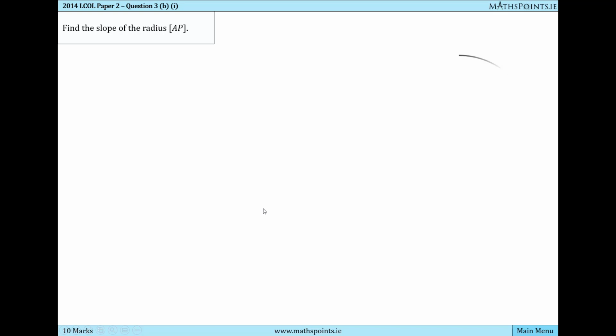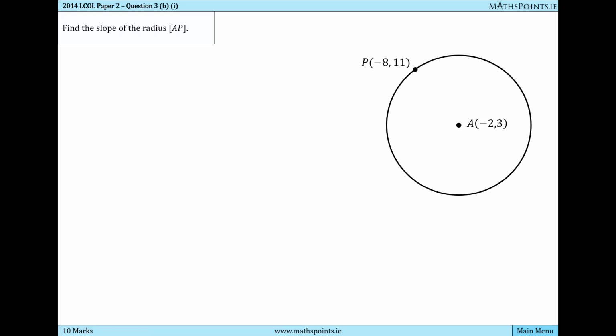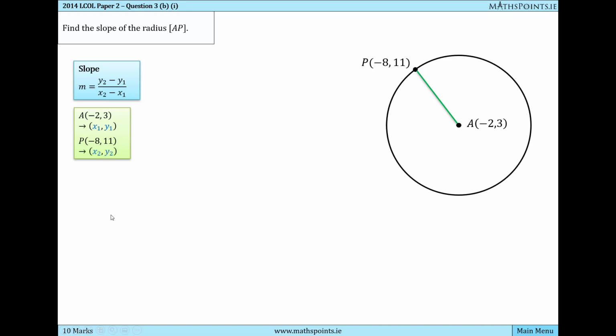It's always useful to draw a sketch of the circle. This only has to be a rough sketch. So we know that the centre is (−2, 3). And we know that the point P (−8, 11) is a point on the circle from part A. We're interested in the slope of the radius connecting A and P. The formula in our tables for the slope, m = (y2 − y1)/(x2 − x1), requires 2 points, which we have, A and P. So we're going to label A (−2, 3) as x1, y1, and we're going to label P (−8, 11) as x2, y2. And we're going to sub these into our slope formula.